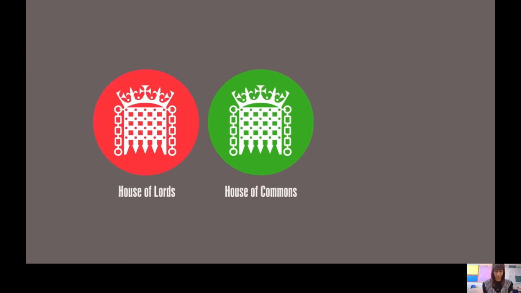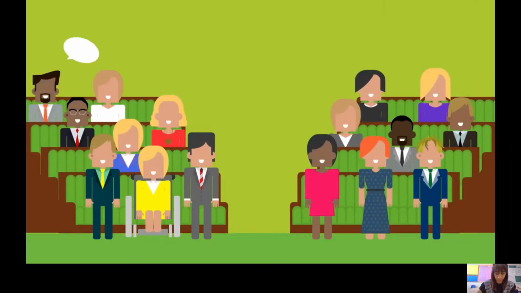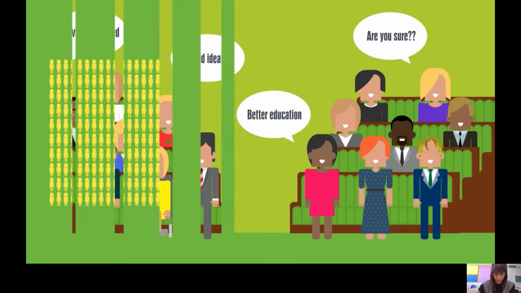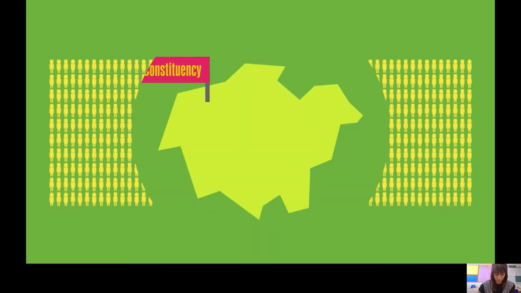Parliament is made up of three parts: the House of Commons, the House of Lords, and the King or Queen, known as the monarch. The House of Commons chamber is where important topics are debated, laws are discussed, and where members of Parliament, MPs, can keep an eye on the work of the government. There are 650 MPs, and each one represents an area of the United Kingdom. These areas are called constituencies.